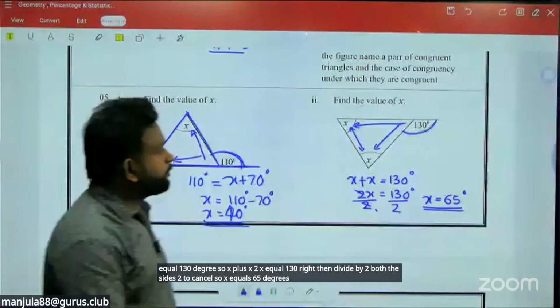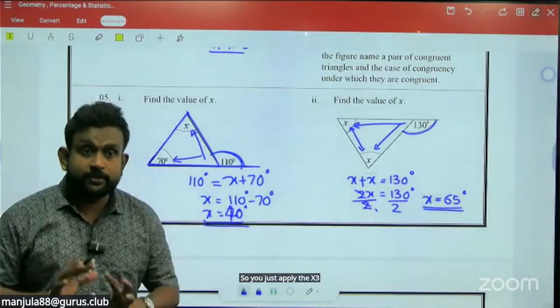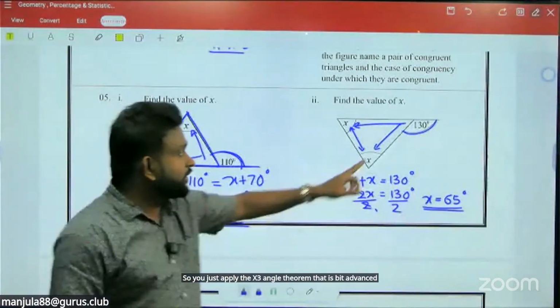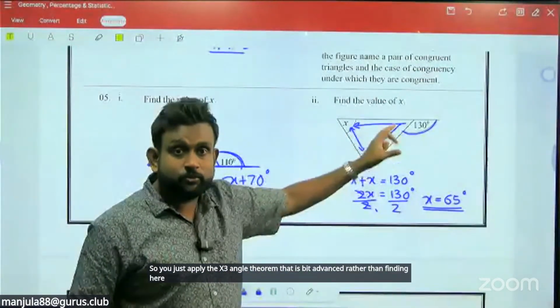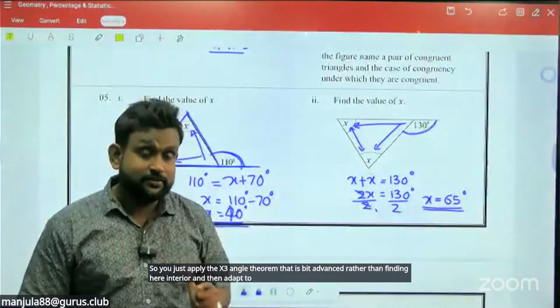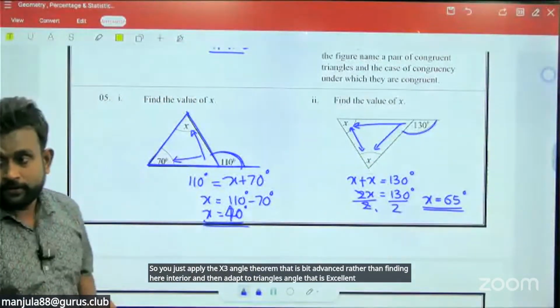So you just apply the exterior angle theorem, which is a bit more advanced than finding the interior angles and then adding up the triangle's angles. That is excellent.